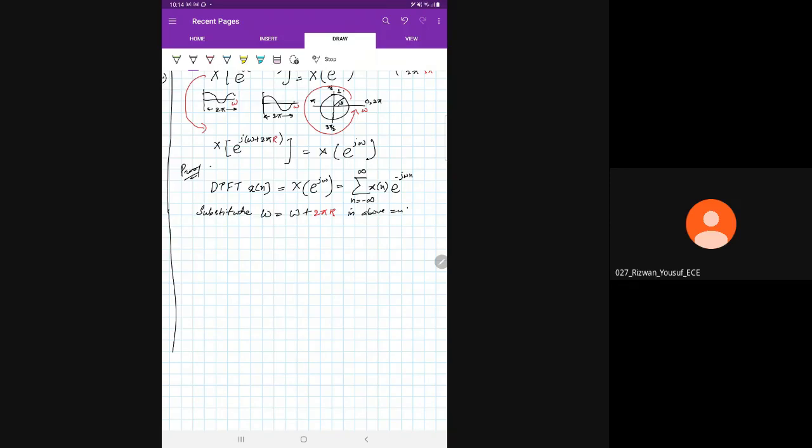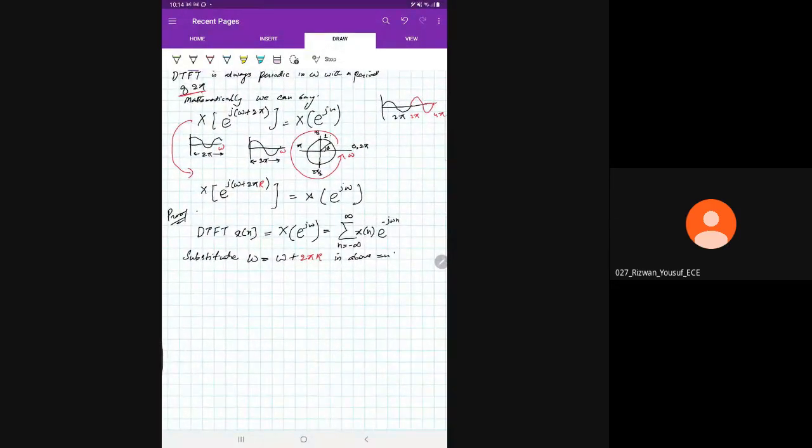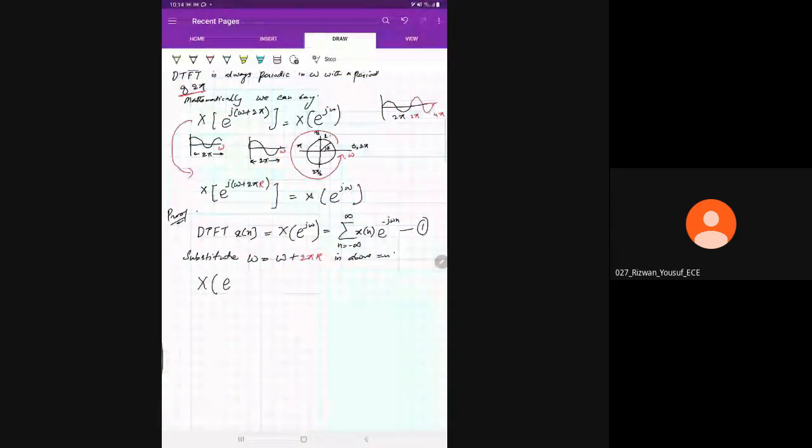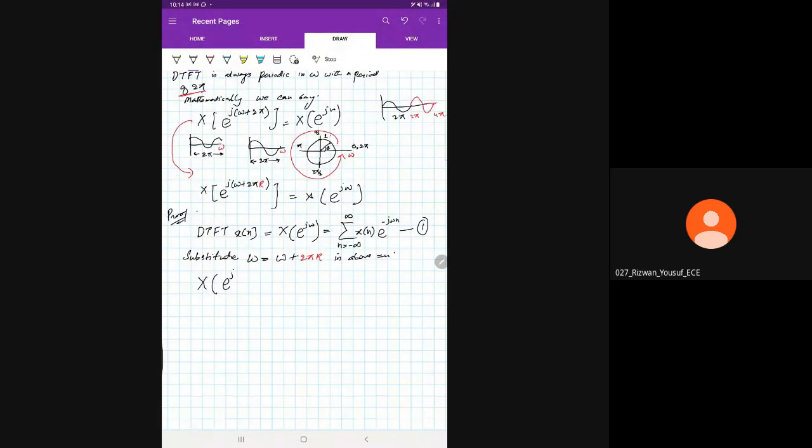So what will we have then in the above equation? Which equation am I talking about? I'm talking about this one, say for example equation 1. Then I will have X of e raised power j omega, e raised power j omega.